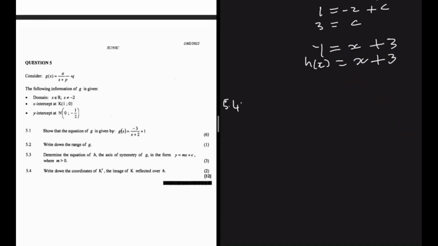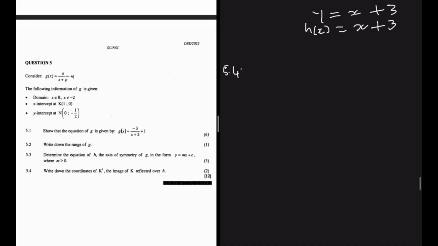5.4 says write down the coordinates of k', the image of k reflected over h. Usually the way people want to solve this problem, they want to draw it graphically. Go 10 units to the left, go 10 units up, and all that kind of stuff. But I want to propose an algebraic way. We're just going to use equations, because I don't like working with fractions and I don't like working graphically. I want to solve equations which are very linear, straightforward, and easy to solve. So that's what we're going to do here.